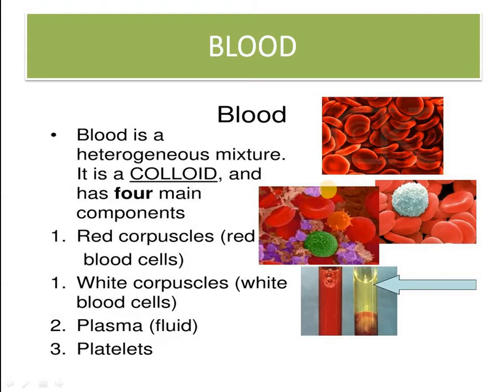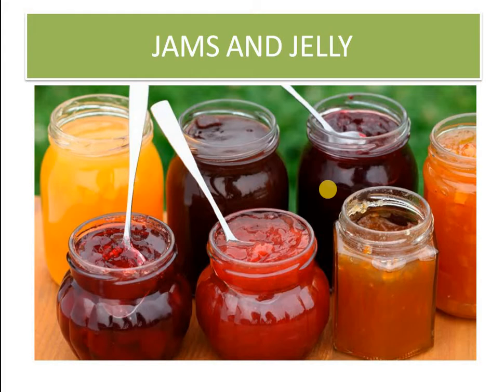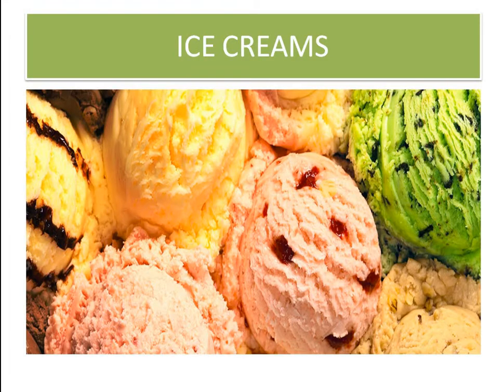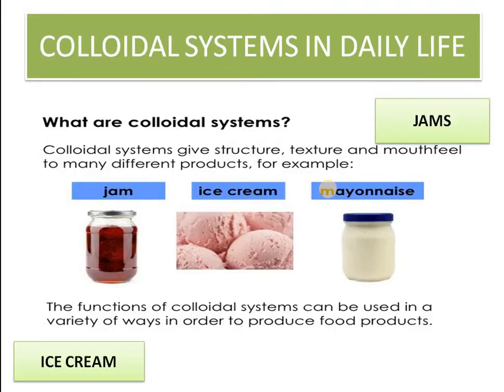Blood, as we discussed already, colloids are heterogeneous, and blood is also heterogeneous. Four main components are there: WBC, RBC, plasma, platelets. Okay, jams and jellies. After seeing, you will maybe be feeling hungry. Okay, let us continue with the ice creams: butterscotch, strawberry, blackcurrant. Colloidal systems in daily life: jams, ice cream, mayonnaise. You are all used to that.